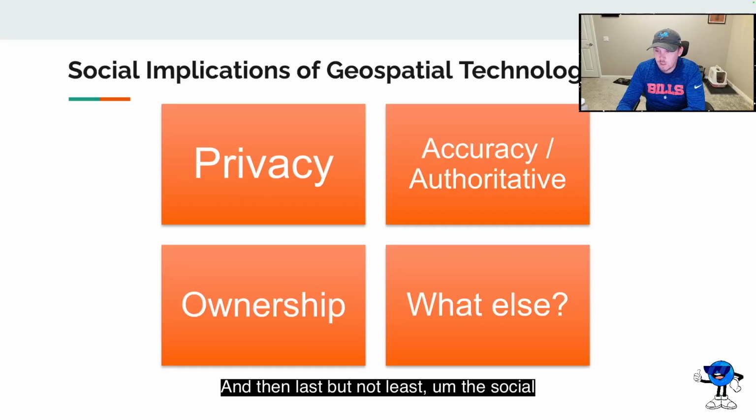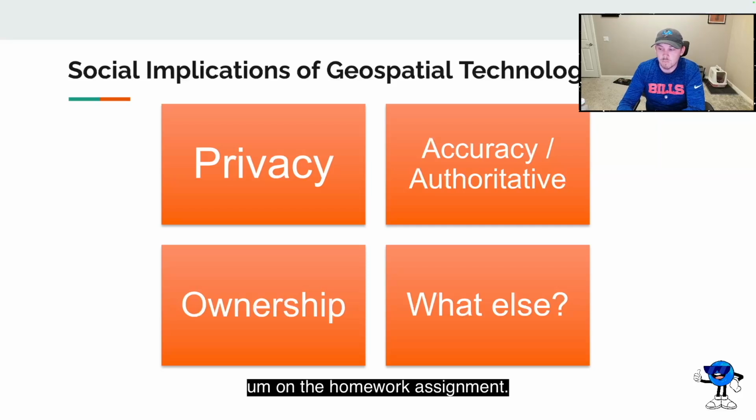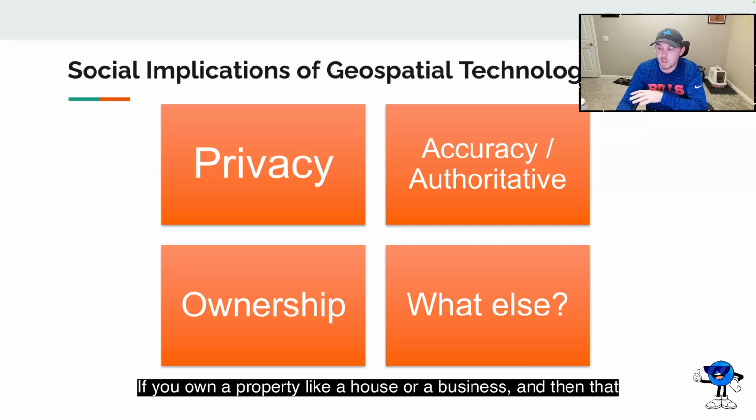And then last but not least, the social implications of geospatial technology. I'm going to go ahead and read this prompt out. This is going to be a homework question, so you'll have access to it on the homework assignment. So think about this scenario. If you own a property like a house or a business, and that information is part of a public record with the county assessor's office, it's likely available online. Someone can type your address into an online GIS and get a map showing how to travel to your property.